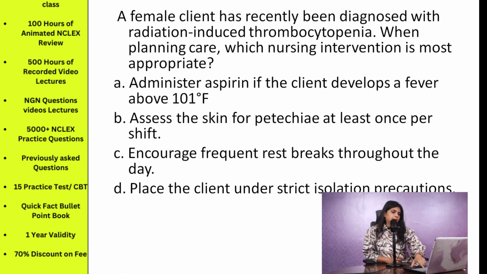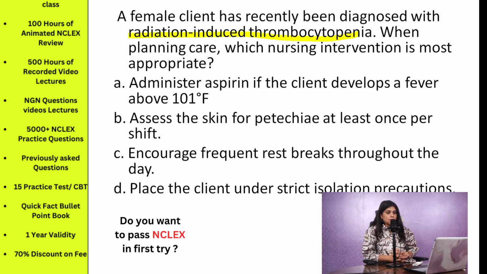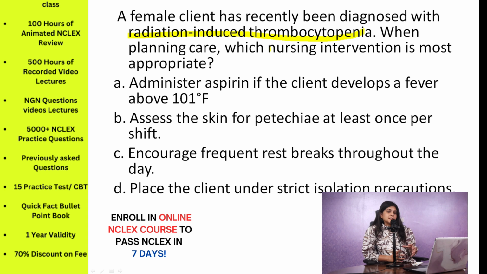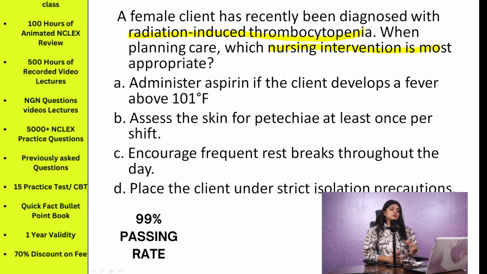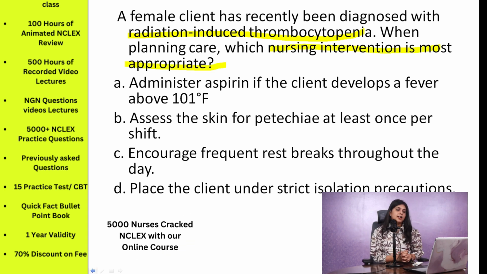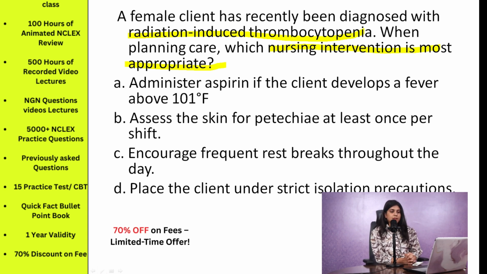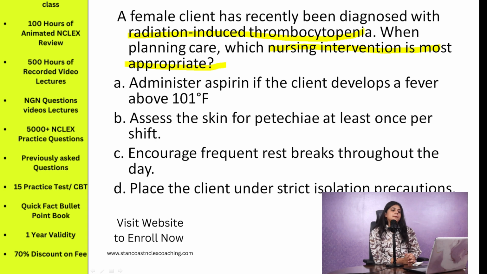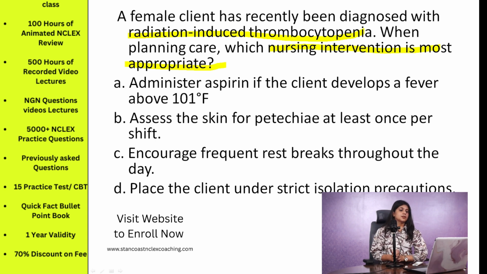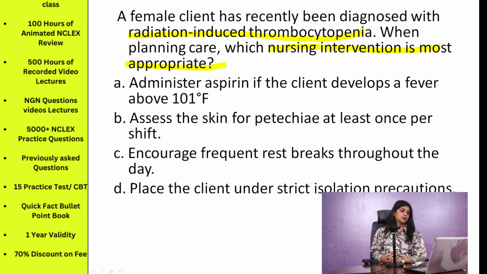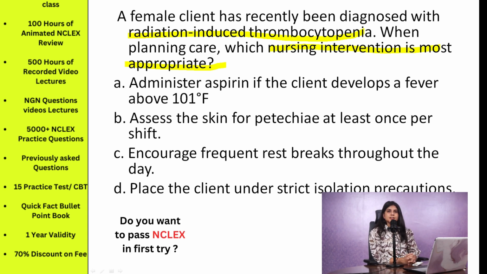Next up, we have a question that many find tricky. Let's see how you do. A female client has recently been diagnosed with radiation-induced thrombocytopenia. When planning care, which nursing intervention is most appropriate? A. Administer aspirin if the client develops a fever above 101 degrees Fahrenheit. B. Assess the skin for petechiae at least once per shift. C. Encourage frequent rest breaks throughout the day. D. Place the client under strict isolation precautions.